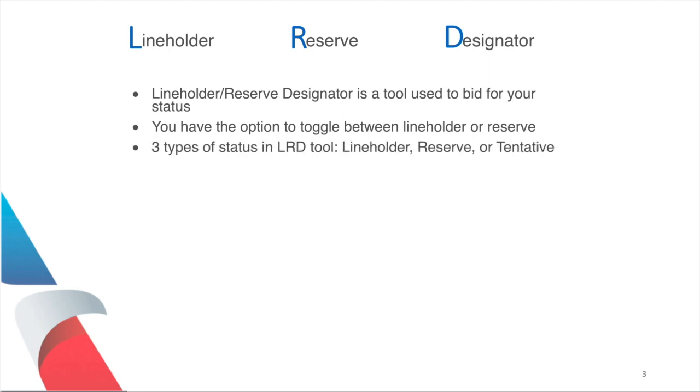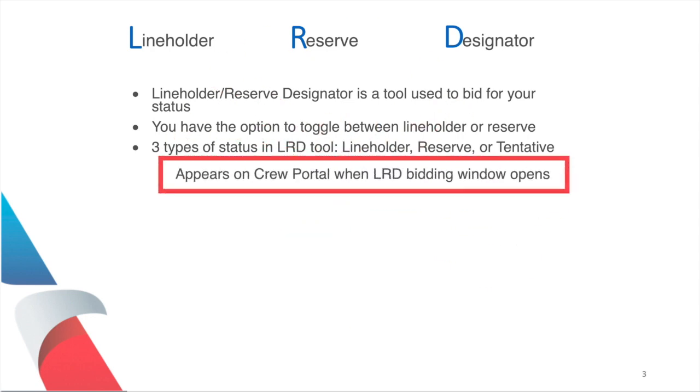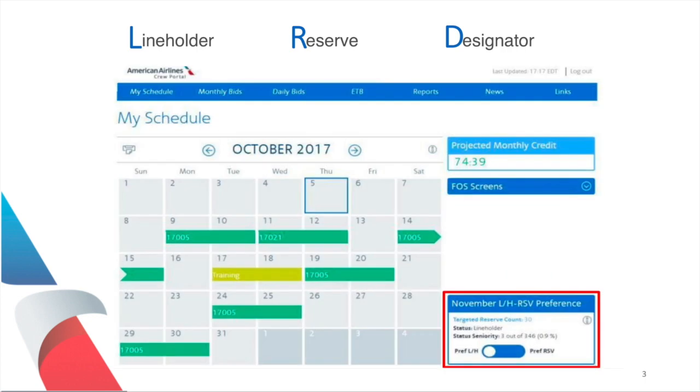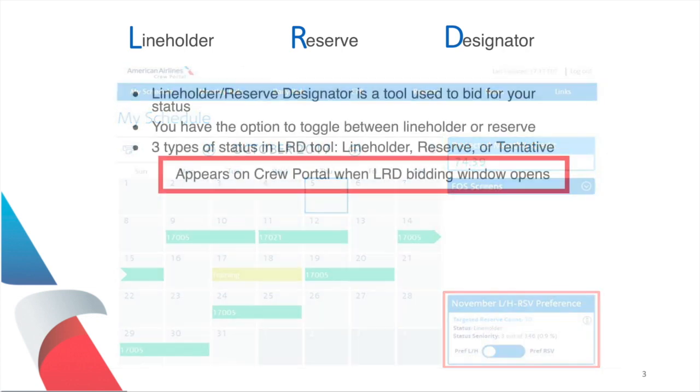There are 3 different statuses within the LRD tool: lineholder, reserve, and tentative. It will appear on your crew portal during the LRD bidding window. From the 3rd through the 7th of the month, you will see it on the right-hand side of your crew portal homepage.